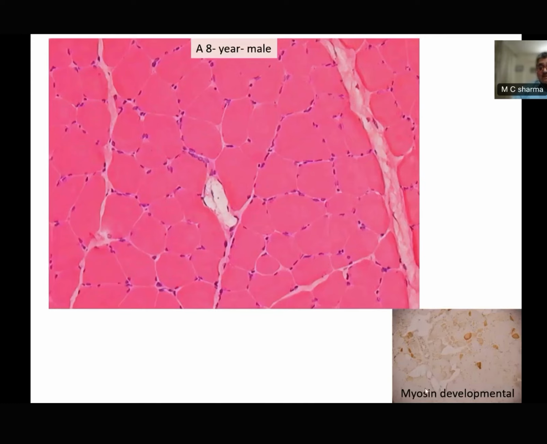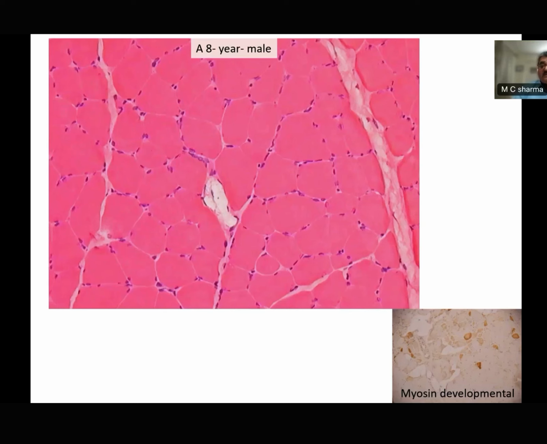But when we did the myosin developmental, myosin has different isoforms. The first is the developmental, then at the time of birth it is the fetal. Then after 1 year, it becomes the fast, heavy, and slow. So if the myosin developmental positive fibers are persisting at the age of 8 years, it is very highly suggestive of some congenital myopathy.